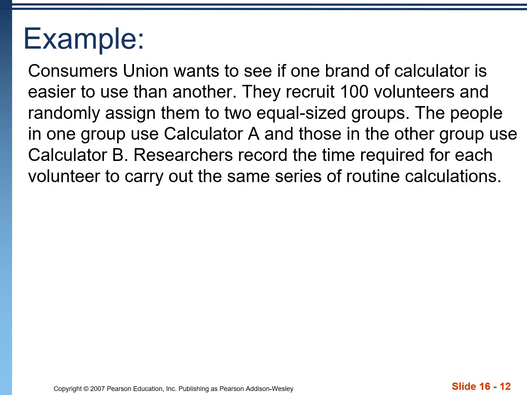Lastly, Consumers Union wants to see if one brand of calculator is easier to use than another. We have a sample of 100 volunteers. We randomly assign them to 2 equal-sized groups. One gets calculator A, the other gets calculator B. Researchers record the time required for each volunteer to carry out a routine set of calculations. So we have one sample of volunteers, however, they're randomly assigned to 2 groups, and that's the important part. That's also why it doesn't matter that they're volunteers, because we're randomly splitting them up.